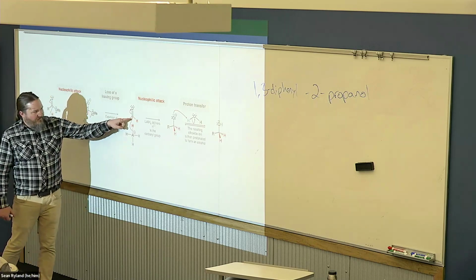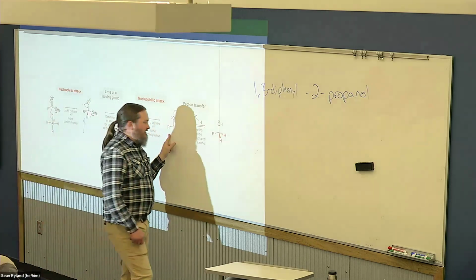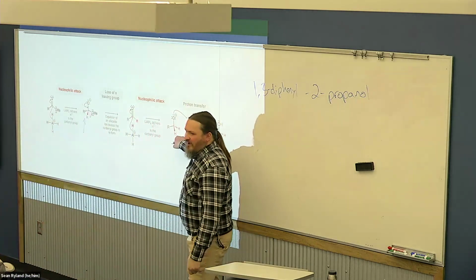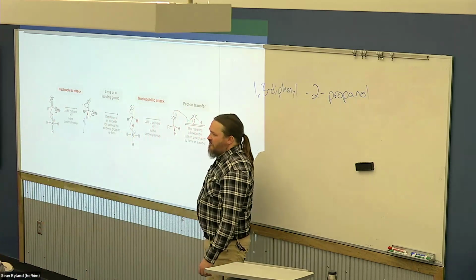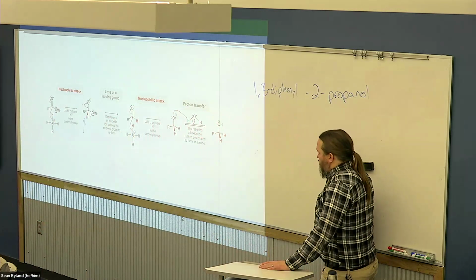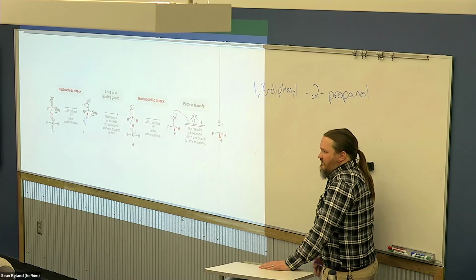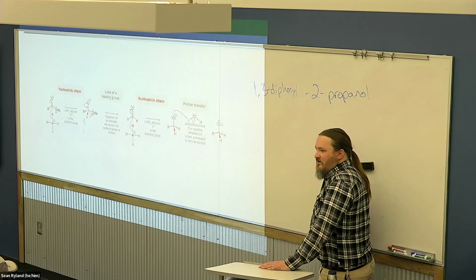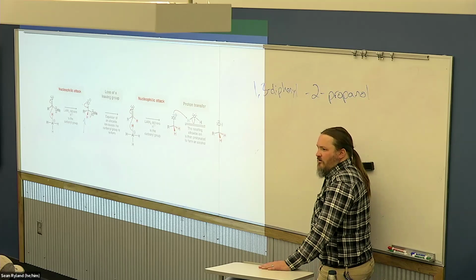Alright, so once we have the aldehyde, the hydride source attacks, and we make another tetrahedral intermediate. It's going to stay tetrahedral this time because we don't have a good leaving group. And then the proton source protonates at the end. Most frequently, we use water for our proton source for the second step, just because it's easy to use. But there's no reason why you couldn't use ethanol or methanol.